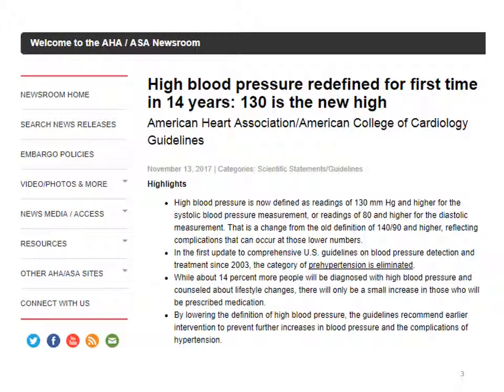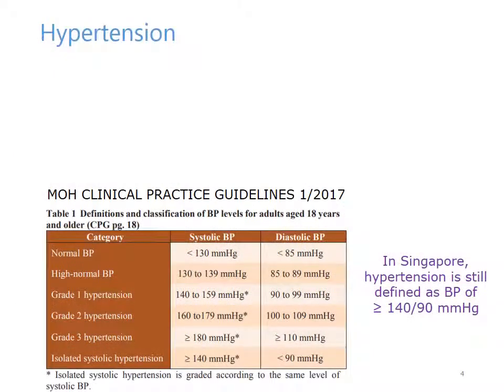The rationale for this stricter definition was to diagnose hypertension early so that people can make lifestyle changes to address the problem at an earlier stage. However, not everyone has accepted the recommendations for the stricter cutoff point for hypertension. In Singapore, hypertension is still currently defined as a blood pressure exceeding 140 over 90 millimeters mercury.